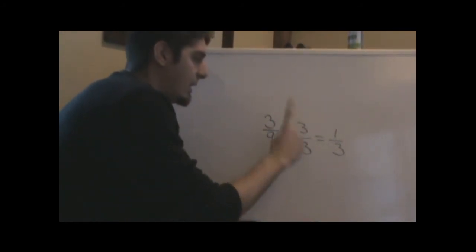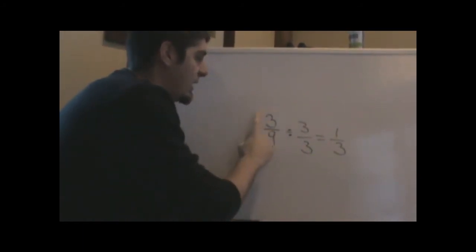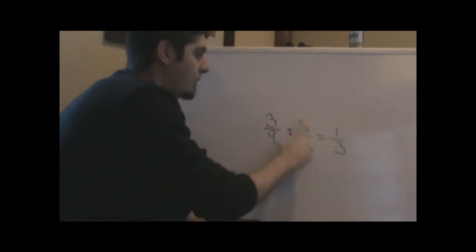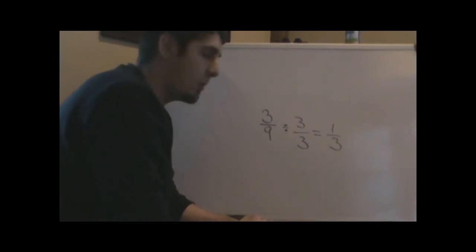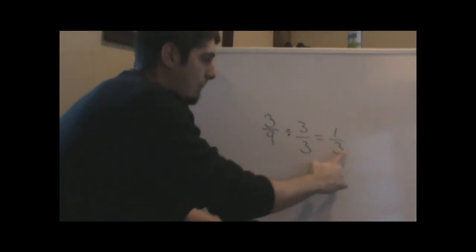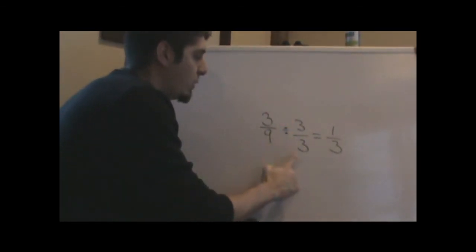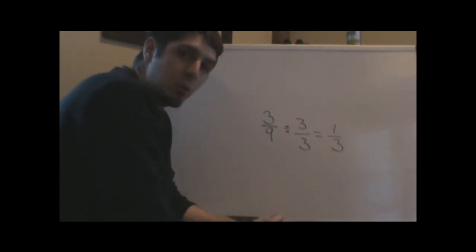3 divided by 3 is 1. So I'm doing 3/9 divided by 1 equals 1/3. That's yet one more way we know that 3/9 is the same as 1/3, because the fraction we're dividing 3/9 by is equal to 1.